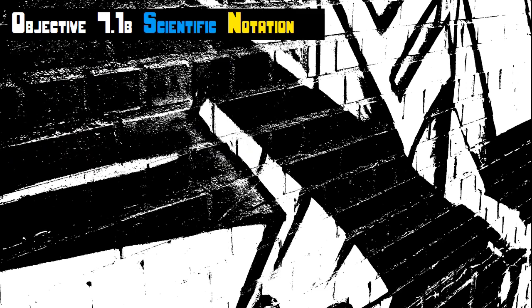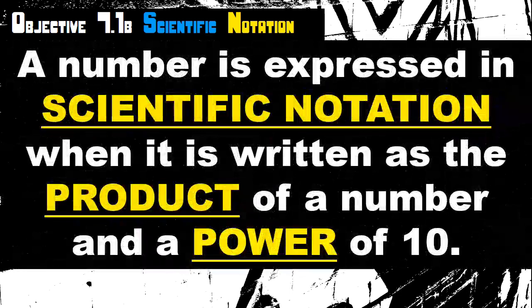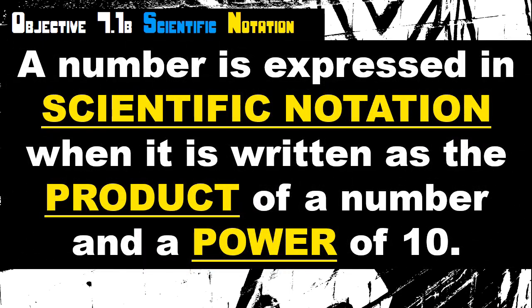When we talk about scientific notation, this is just a really fancy way to write really big numbers and really small numbers. A number expressed in scientific notation is going to be written as two different things. It's going to be written as the product, so it means we're going to be multiplying, of a number and a power of 10.